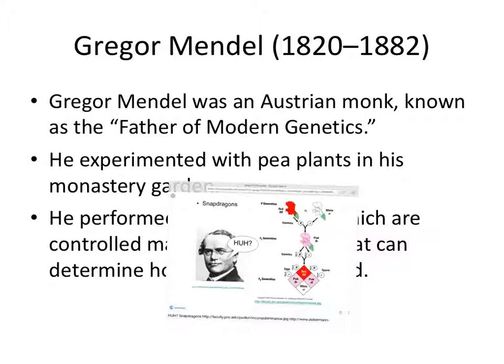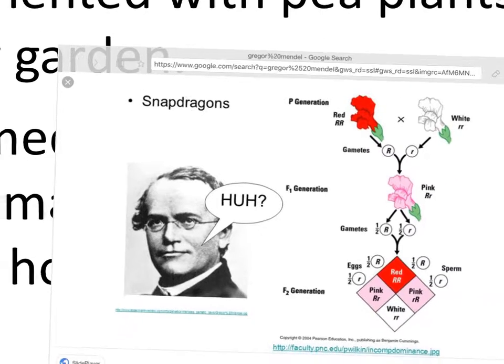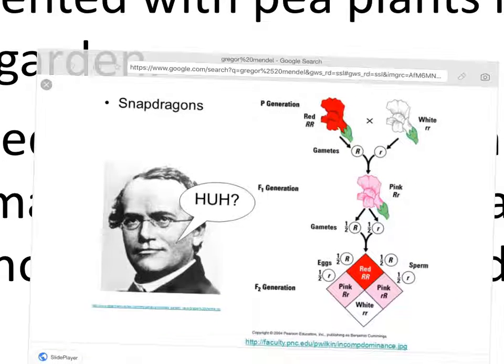Now, at this time, this was the 1850s, 1860s. This was the time when Darwin was publishing his theory of evolution by natural selection. And at this time, most people believed in what's called blending inheritance. Mendel, on the other hand, in this case worked with snapdragons, but he also worked with pea plants.